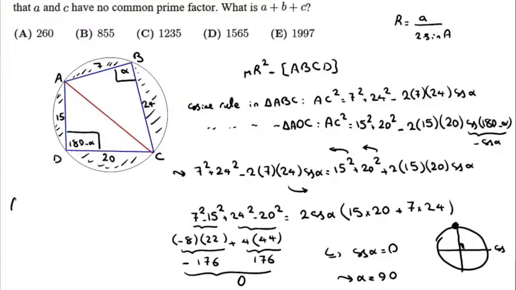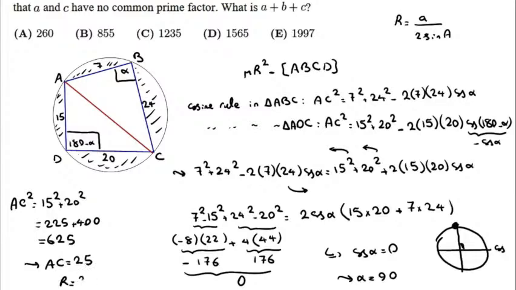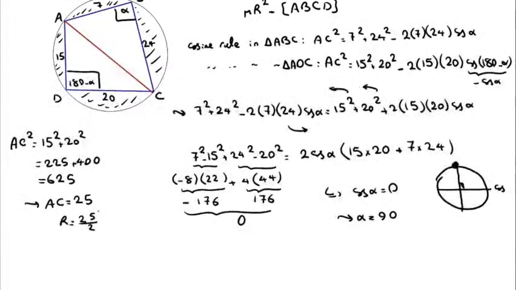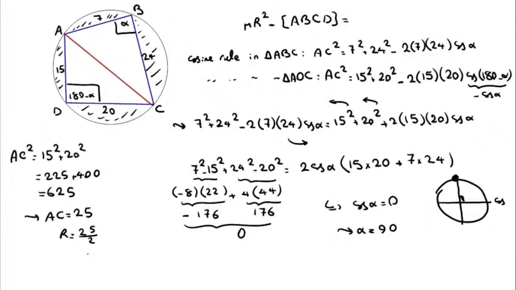If you want to calculate AC, AC squared is 15 squared plus 20 squared, which will be 225 plus 400, 625. So AC will be 25. So 2R is 25, so R is 25 over 2. Now, the area of the circle is pi r squared, which will be pi times 25 over 2 squared, minus the area of ABC.